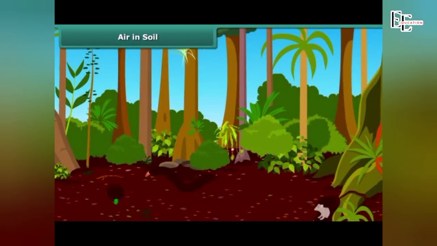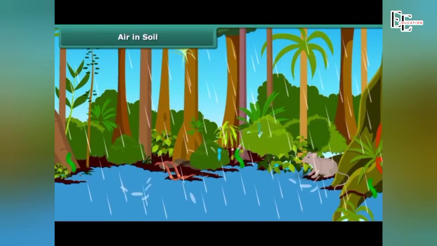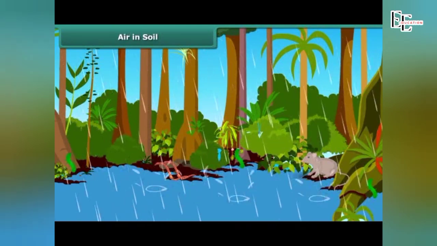The organisms living in burrows and holes of the soil use this trapped air to breathe. During the rainy season, when water is filled in the burrows and holes, these animals have to come out for respiration.